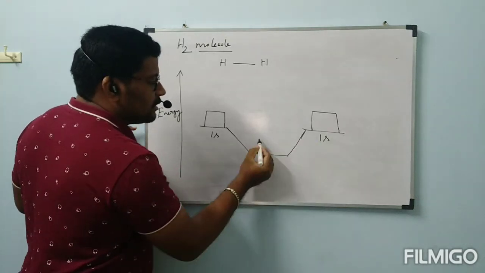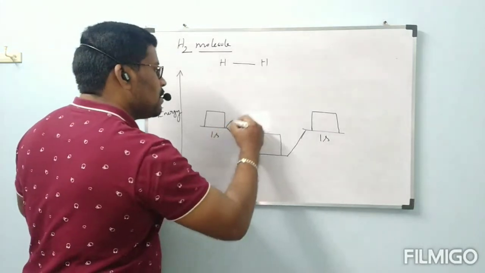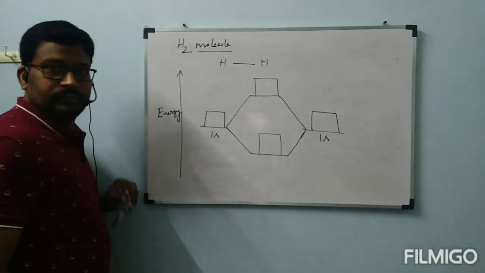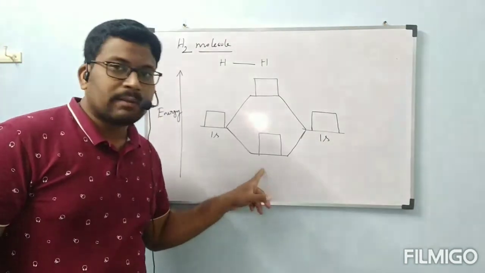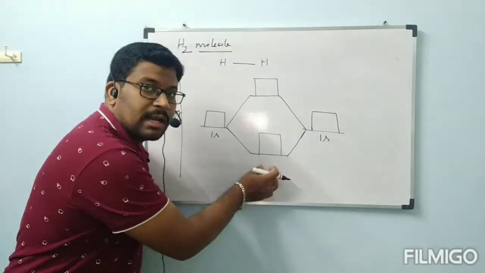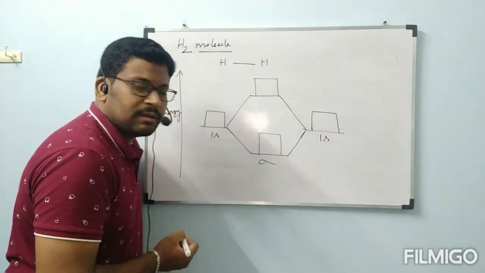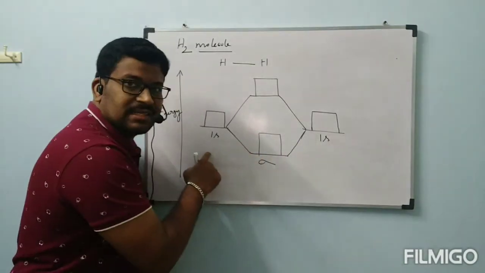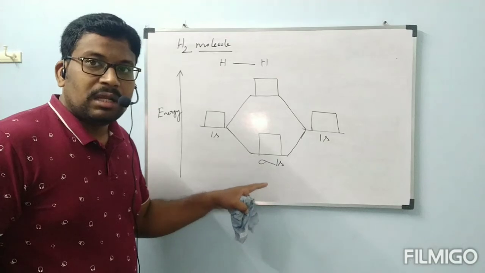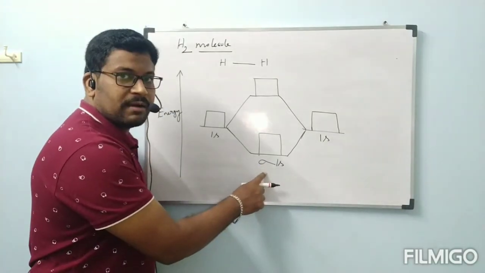One s. They will give one bonding molecular orbital, one anti-bonding molecular orbital. Bonding molecular orbitals are represented by sigma. This is formed from 1s, so this is sigma 1s. This molecular orbital is formed from atomic orbital 1s. That's why I have shown sigma 1s.